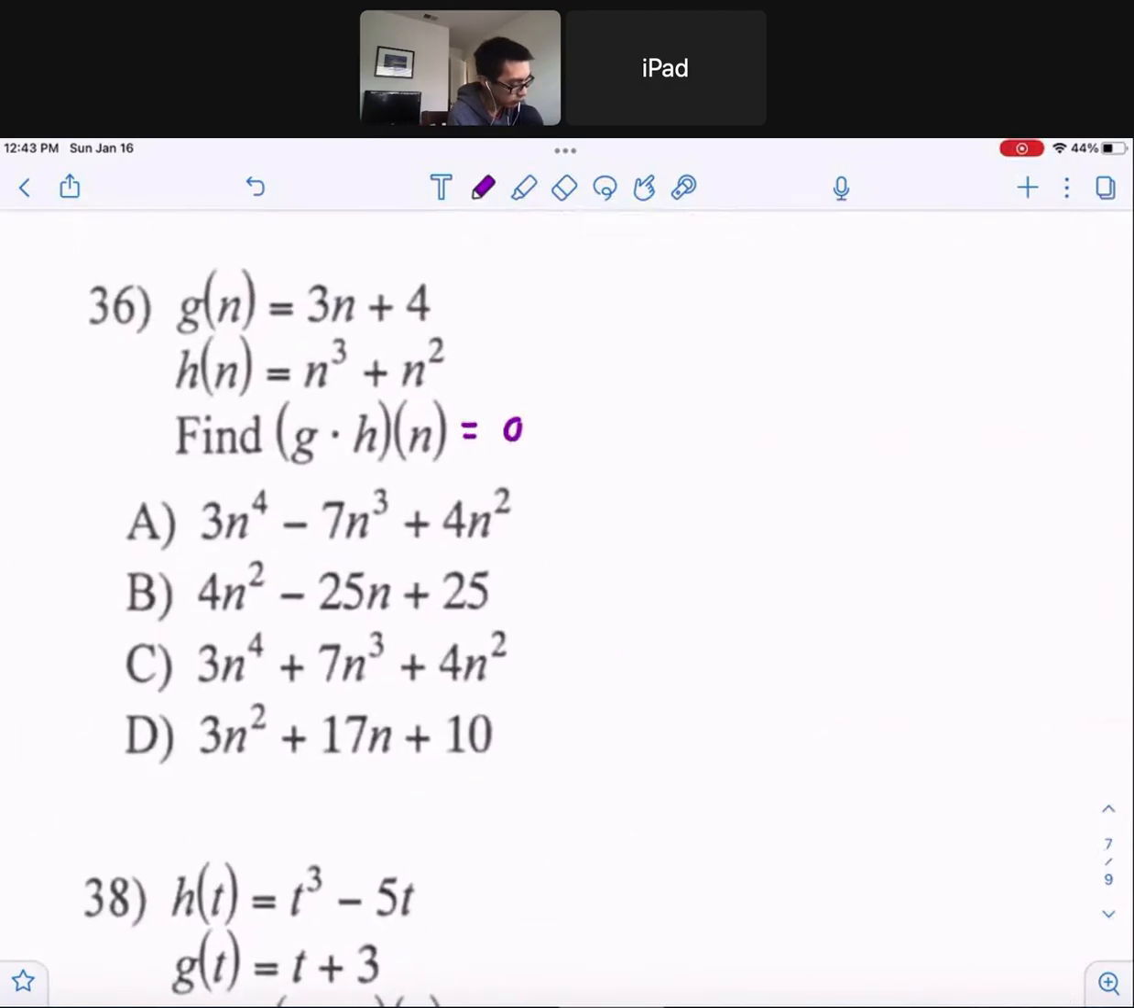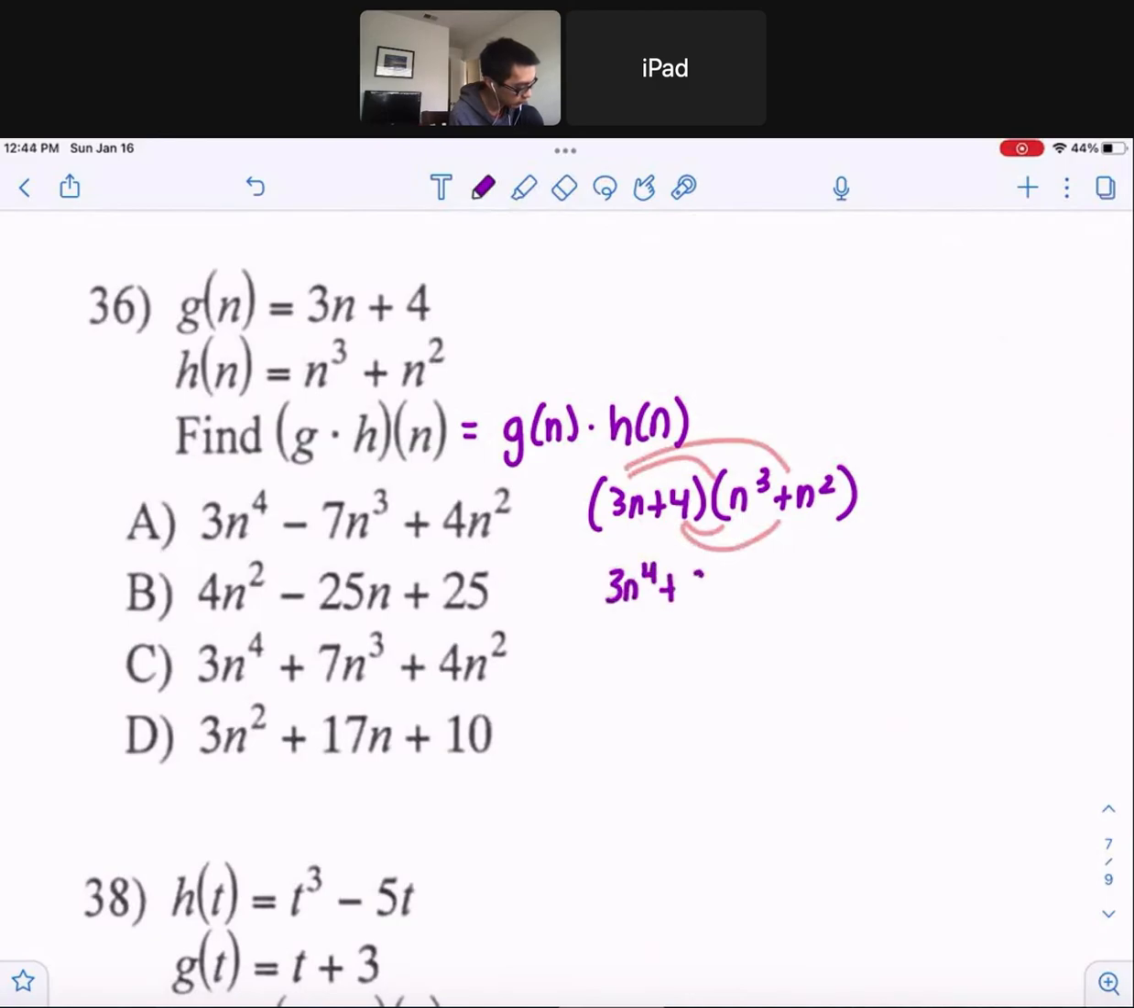36. G function, multiply it by your h function. So your g function is 3n plus 4. And multiply it by your h function, which is n to the third plus n squared. Do your double distribution. So 3n to the fourth plus 3n to the third, 4n to the third plus 4n squared. Combine these. 3n to the fourth plus 7n to the third plus 4n squared, which is C.